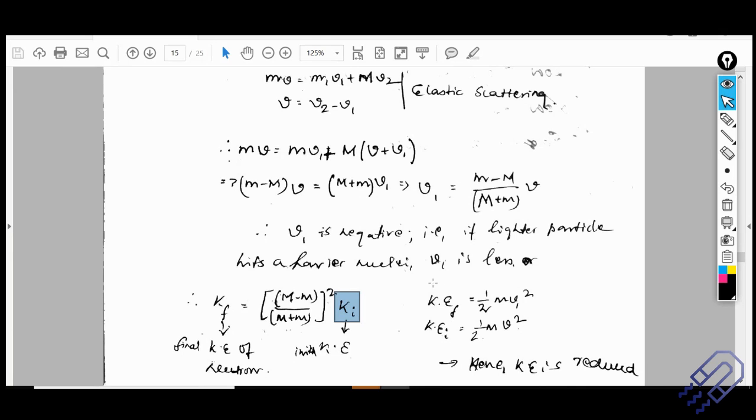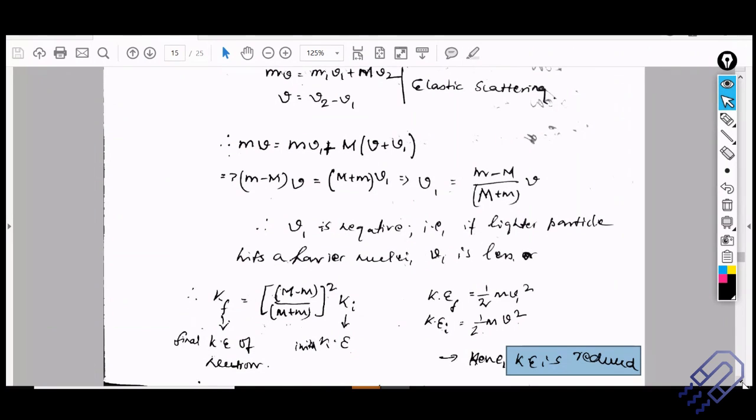It's simple. The final kinetic energy is half mv1 square, and the initial kinetic energy is half mv square. So if you see this, it says that the kinetic energy is reduced. This is a simple example of elastic scattering, which you might have done in your class 12, but you see that this is also applicable here. So this is what the work of a moderator is all about. We definitely have some concluding lines here.